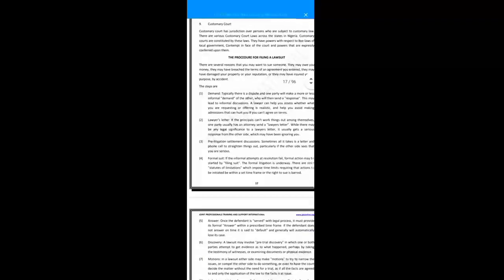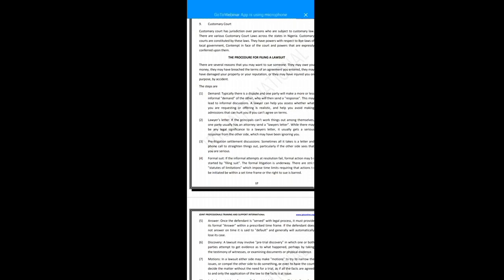Let's look at the procedure. What are the proceedings? The procedure for filing a lawsuit. How do you file a lawsuit? What are the procedures? There are several reasons that one might use to sue someone. They may owe you money, they may have breached the terms of an agreement you entered, they may also have damaged your property or your reputation. So they have injured you on purpose or by accident. So there are steps in filing a lawsuit.